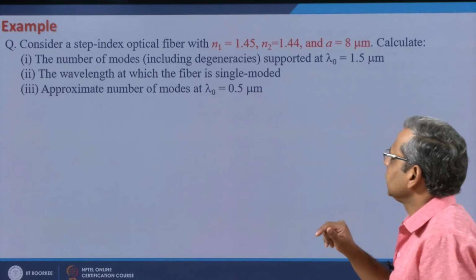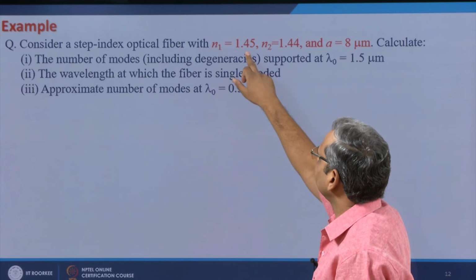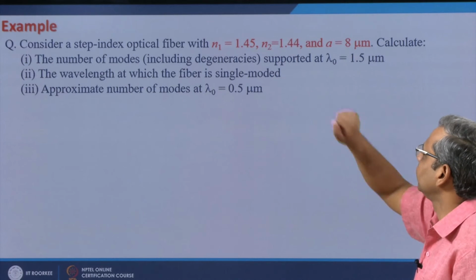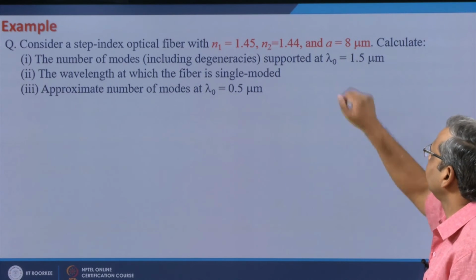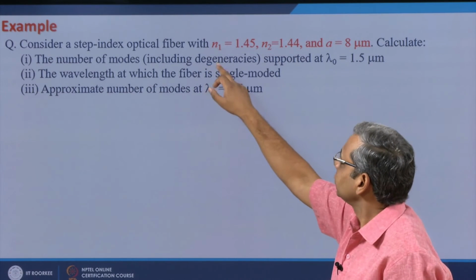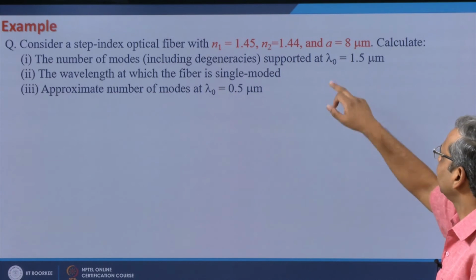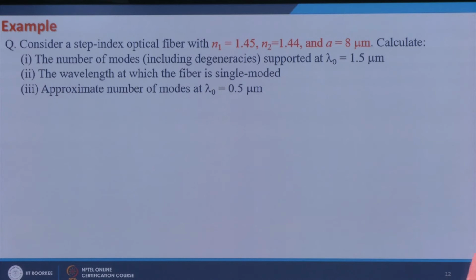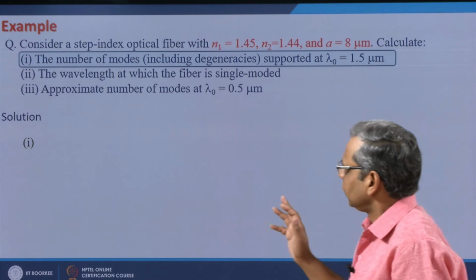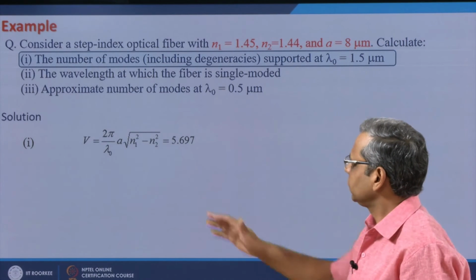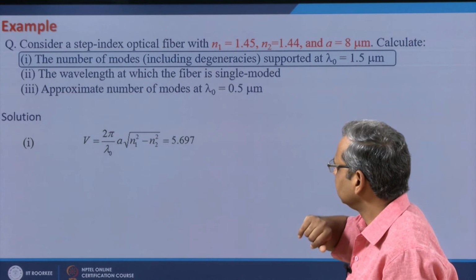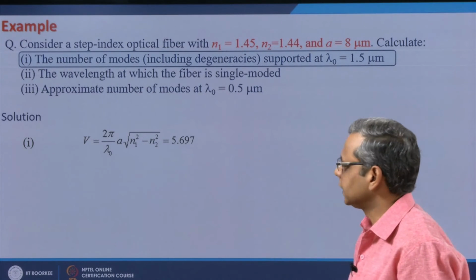Let me work out some examples. Let me consider a step index optical fiber with core refractive index N1 equal to 1.45, cladding refractive index N2 equal to 1.44 and core radius 8 micron. And I want to find out the total number of modes including degeneracies supported by the fiber at lambda naught equal to 1.5 micrometer. So, the procedure is very simple. You have to first find out the value of V. If you find out the value of V for these parameters, then it comes out to be 5.697.